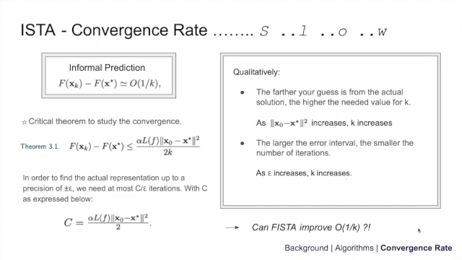In the next slides, I think Adrian will explain the paper's proposed way of improving the complexity result to O of 1 over k squared.